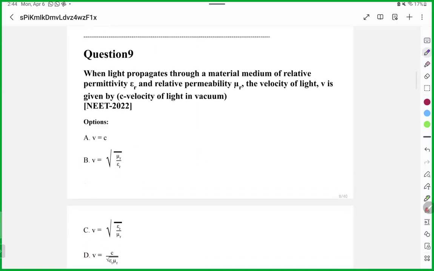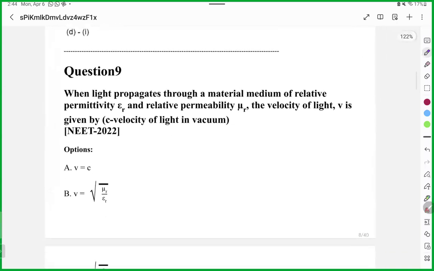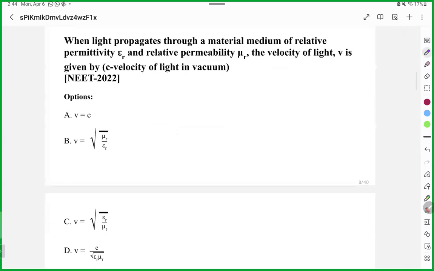Saloni, yes, sir. When light propagates through a material, with relative permittivity this and relative permeability this, V is this. What will be the V value?